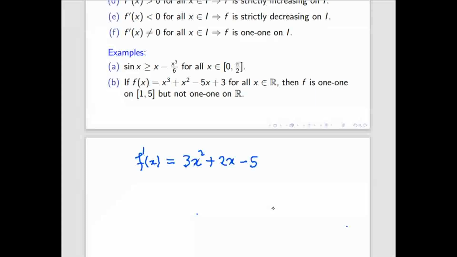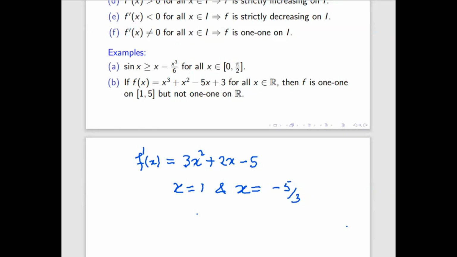It is a quadratic equation, so you will definitely get 2 points, not only 1 point. x equal to 1 and you solve the other: minus 5 by 3. So at x equal to 1, this derivative is 0. Is there any other point where this derivative is 0? Minus 5 by 3.